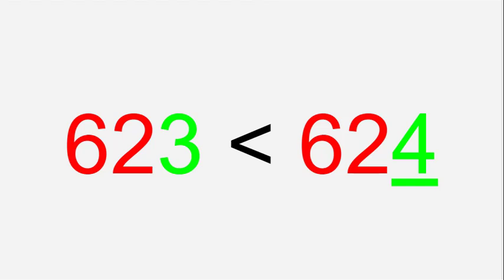Next, we will compare 623 and 624. Which one is bigger? Both of these have 3 digits, and they both have a 6 in the hundreds place value and a 2 in the tens. So we will compare the ones. 3 is less than 4, so 623 is less than 624.